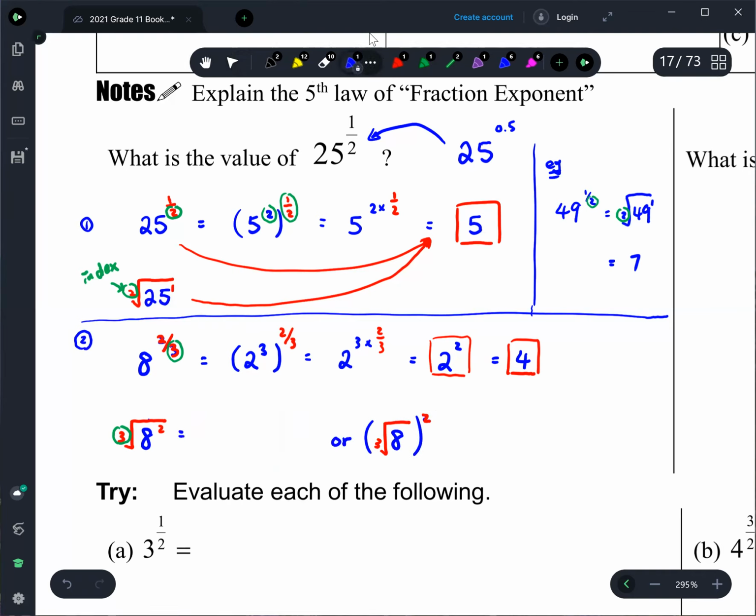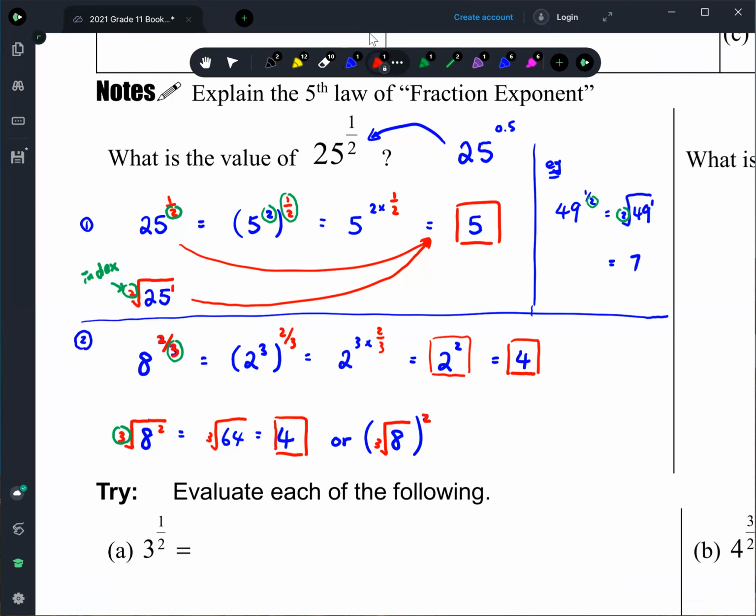So if it's the first way, we square the inside, you get 64, and then you cube root that. Cube root of 64. So you think about what number times itself 3 times can give you 64. Okay, Aaron, what number times itself 3 times? Will be 4. Yeah, very good. 4 times 4 times 4. So the answer will be 4.